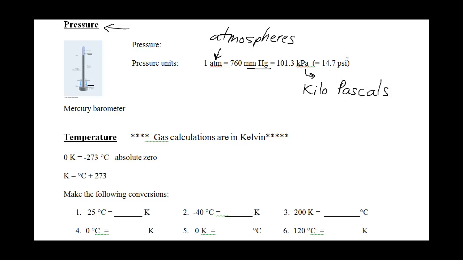Now, I did put in the American PSI. What does that stand for? Pounds per square inch. And again, it's all talking about how many times those molecules are hitting the side of a container. That's what pressure is. So part of doing these problems is to recognize the label. The label is telling you what the unit is. ATM, pressure. Millimeters of mercury, pressure. kPa, pressure.